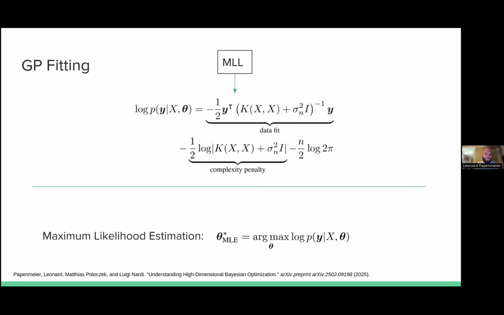The hyperparameters of the GP, so one of them is this sigma n, which is the noise variance. The other hyperparameters, like the length scales, are hidden in the kernel matrix here, so they are not shown explicitly, but they are there.